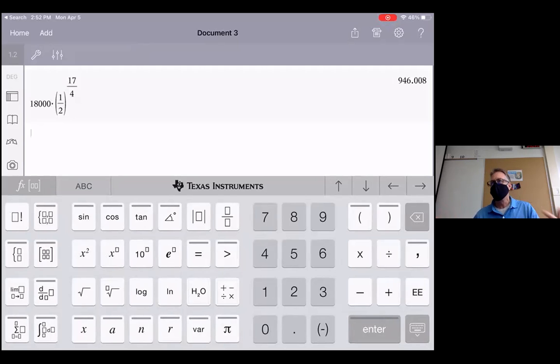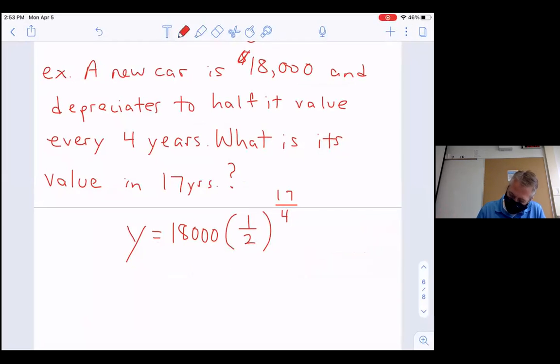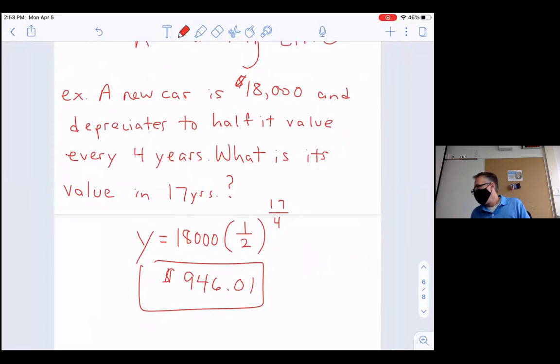Okay, it's worth $946.01. Don't forget to round. This is money, right? So we want to round it like money. So $946.01. All right. Any questions? We okay? No. Okay.